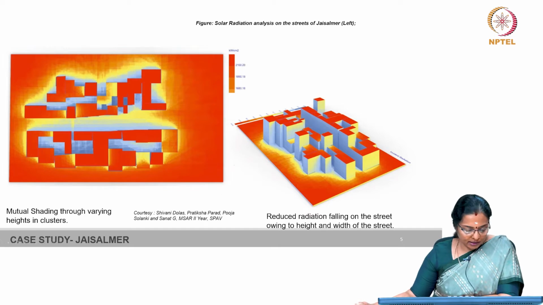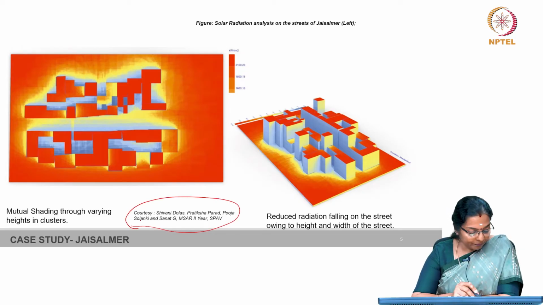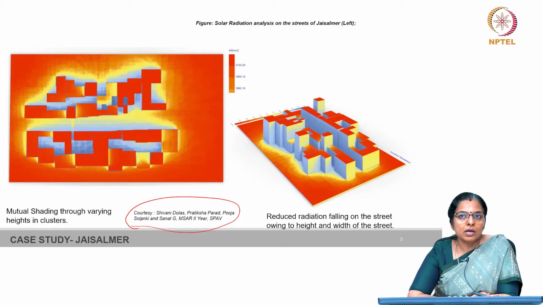A small analysis was done by a group of students, and they did a small assessment of what mutual shading through varying heights in clusters can cause. It was found that the streets in Jaisalmer not only provide protection from the sun and the harsh winds, but they also foster a comfortable environment for people to gather outside their houses. This leads to the streets becoming vibrant hubs for social interaction, especially for women.